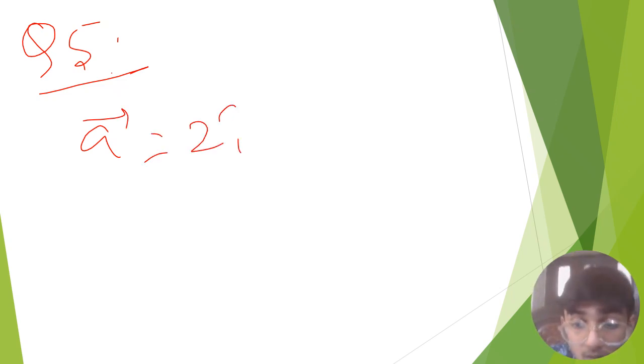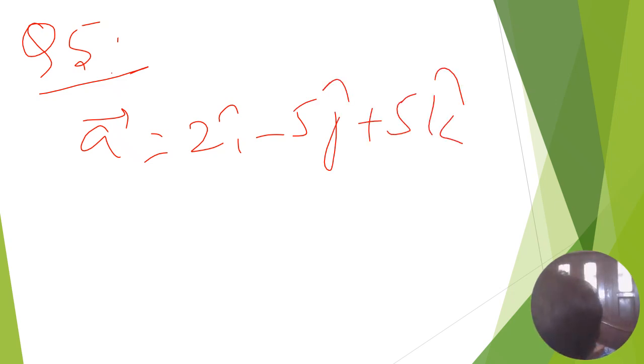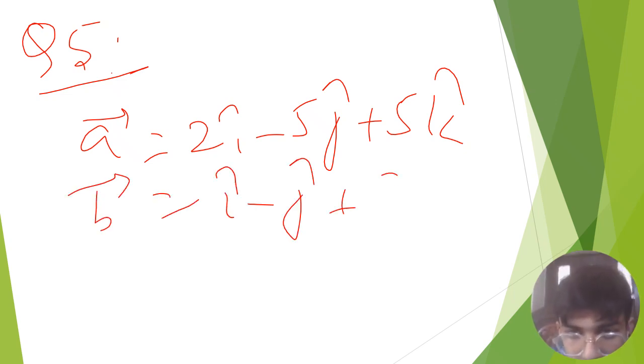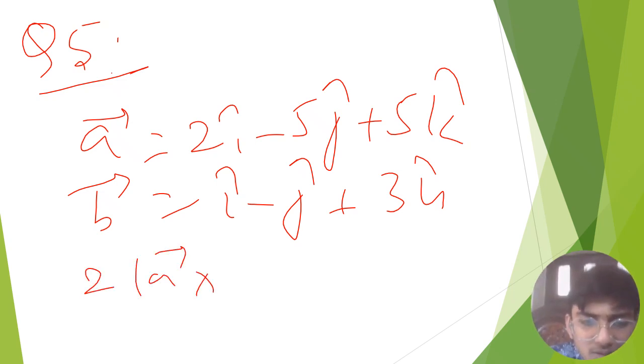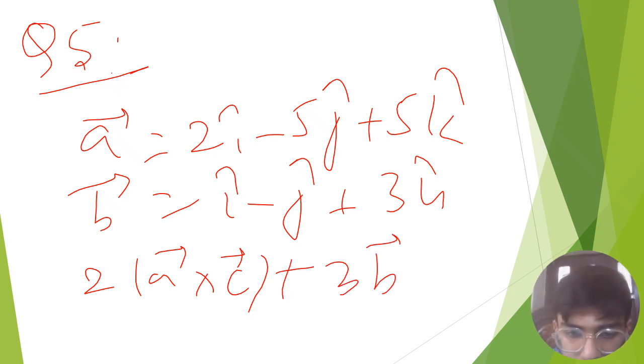Vector A is given as 2i minus 5j plus 5k. Now B vector is given as i cap minus j cap plus 3k cap. Now C vector is such that, this is a very famous variety, you have to use these particular relations many times, like this is giving you zero vector.